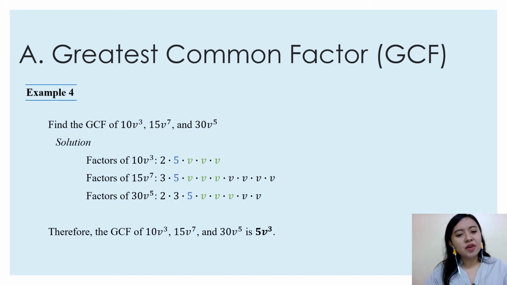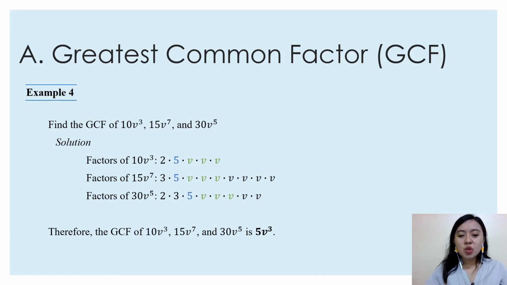Find the GCF of 10v cubed, 15v to the power of 7, and 30v to the power of 5. To do that, first we need to find the factors for each term. The factors for 10v cubed are 2 times 5 times v times v times v. The factors of 15v to the power of 7 are 3 times 5 times v times v times v times v times v times v times v. And the factors of 30v to the power of 5 are 3 times 5 times 2 times v times v times v times v times v.